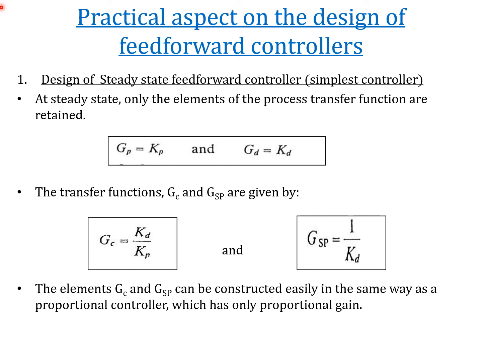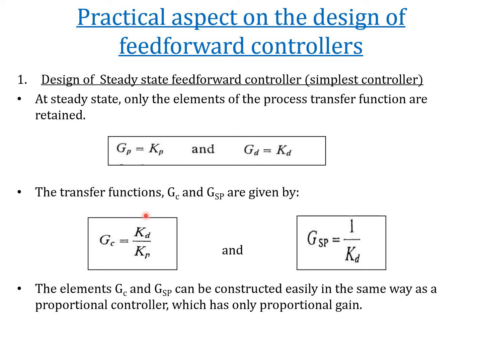And in the real world, when we want to design dynamic or steady state feedforward, for the steady state one, normally we take GP to be the process gain, and GD to be the process gain of the disturbance. So in the GC equation we just use the gains, and GSP is just the gain. The GC and GSP can be constructed easily, in the same way as a proportional controller. So this can be designed easily if you have real hardware feedforward control.